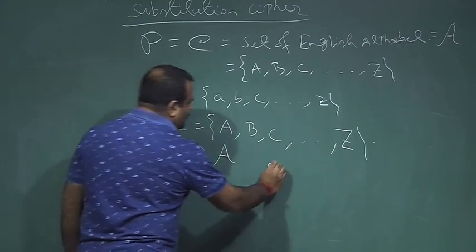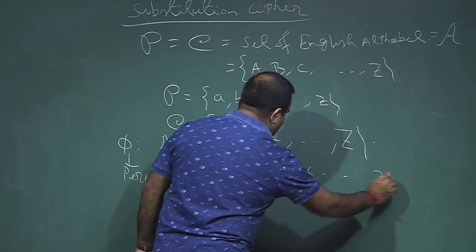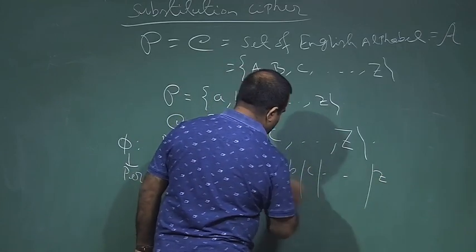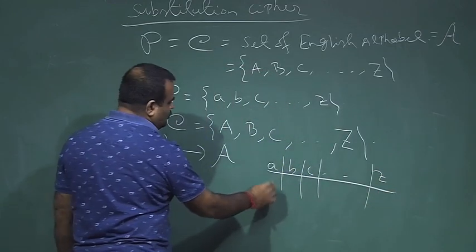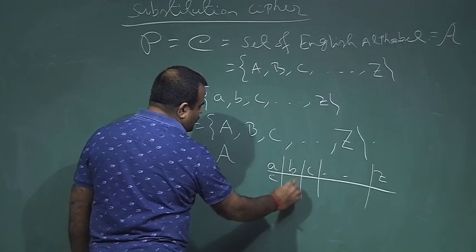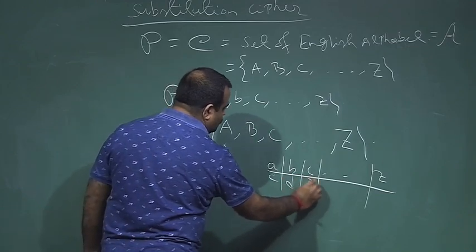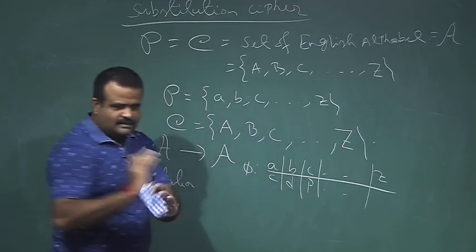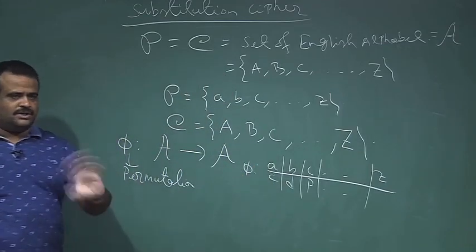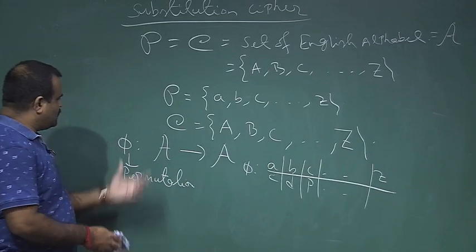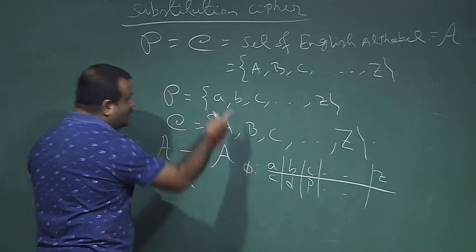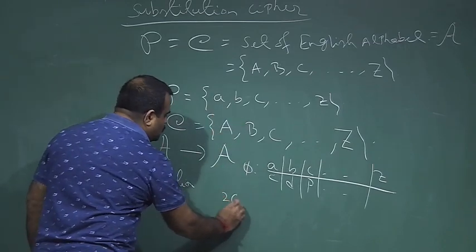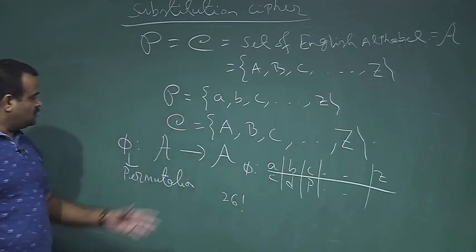So, that means, if we have A, B, C, D up to Z, A can go to C, B can go to D, C can go to P like this. So, this is a permutation, just a substitution, a linear permutation. How many such permutations are there? There are 26 symbols, so 26 factorial. This is the key space.